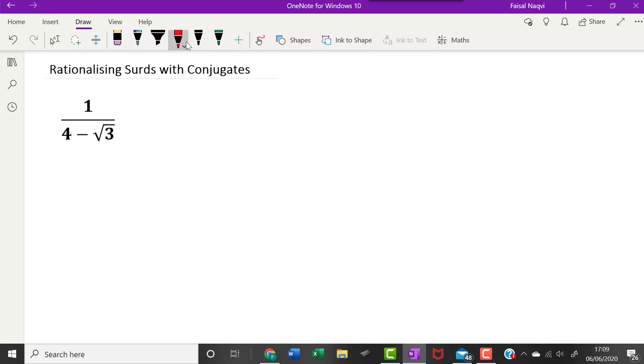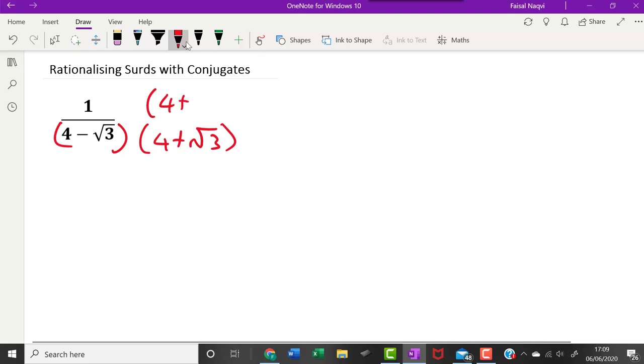In the second example, we have 1 over 4 minus root 3. To get rid of this, to rationalise the surd here, we have to multiply by the conjugate, which is going to be 4 plus root 3. If I multiply the bottom by 4 plus root 3, I must multiply the top by 4 plus root 3. If I expand out, 1 times 4 is 4. 1 times root 3 is plus root 3.